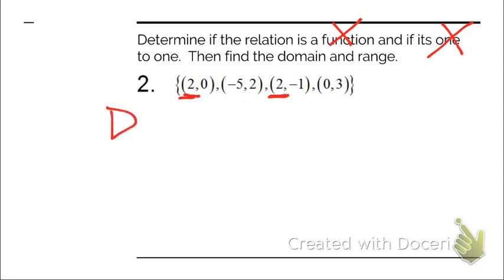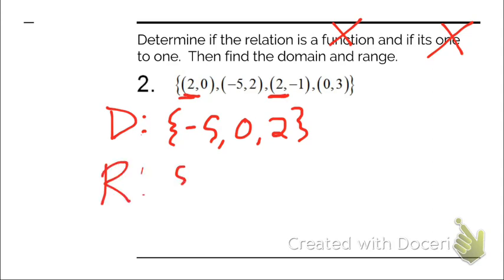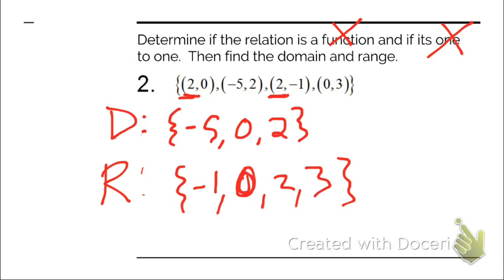You can still find the domain and range for this relation. So our domain would be -5, 0, and 2. So if 2 comes up twice, we just want to write it once. And again, we write these numbers in order from least to greatest. And then range, let's see, the lowest y value is -1, then 0, then 2, then 3. And let me fix that 0 right there. Not the best work, but there's the range. You can still find the domain and range.